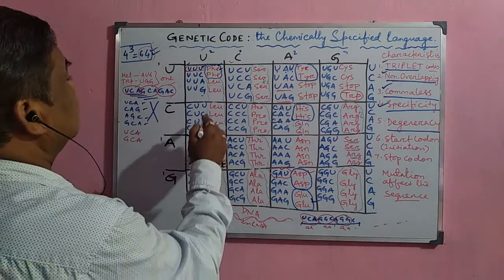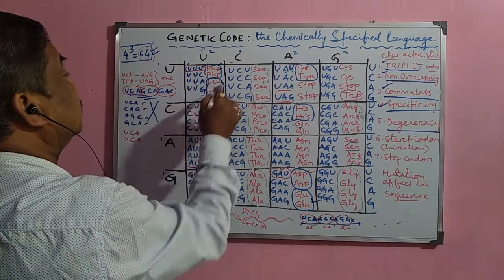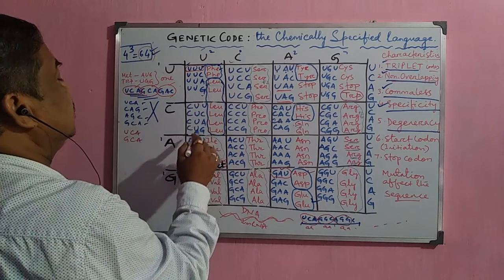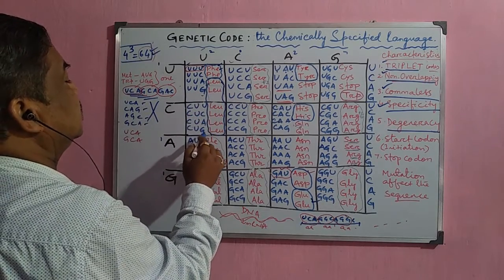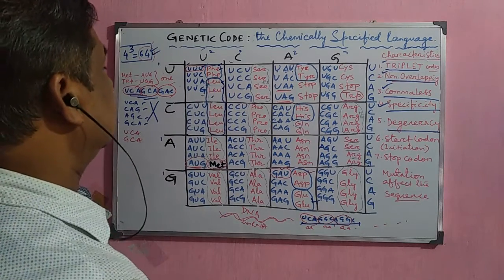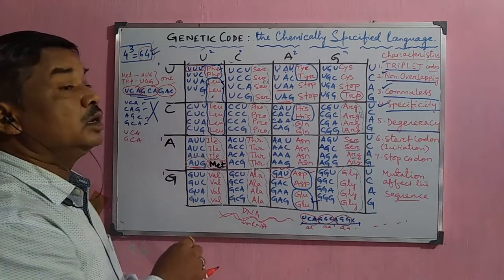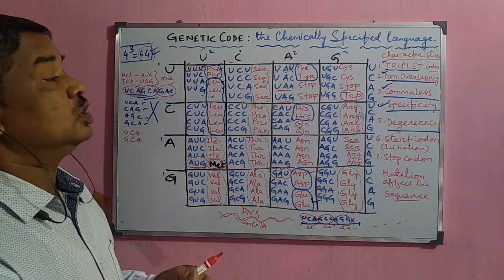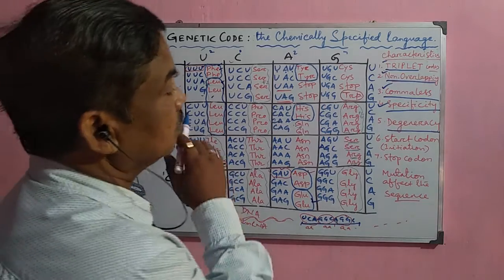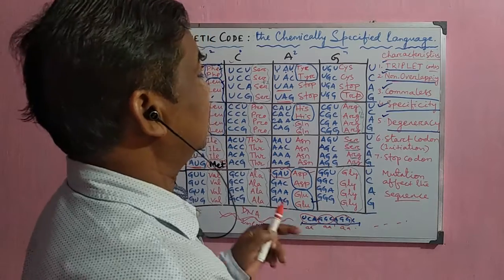Sometimes, look here, leucine has 6 different codes: UUA, UUG, CUU, CUC, CUA, CUG, and these 6 will code for leucine only. So that is the degeneracy. That means the same amino acid can be coded by different codons. One amino acid can be coded by different codons or triplet codons. This is called degeneracy of the triplet code.